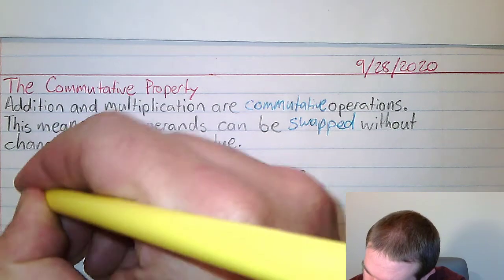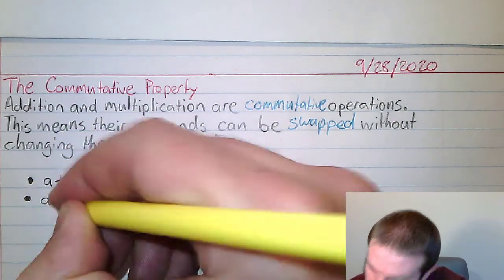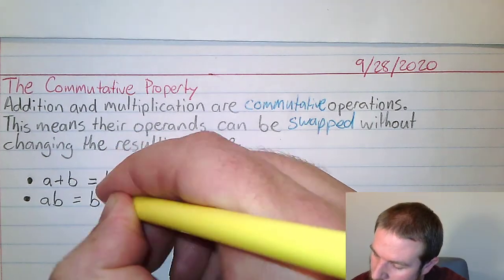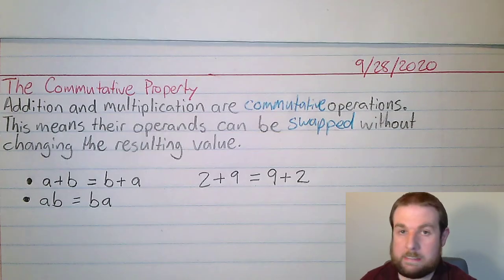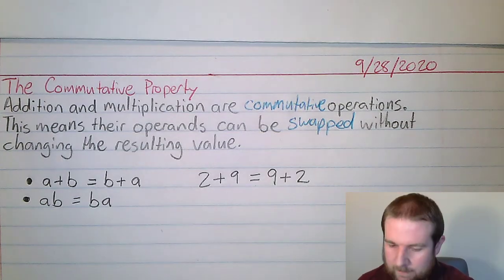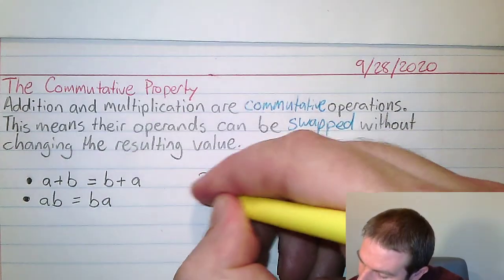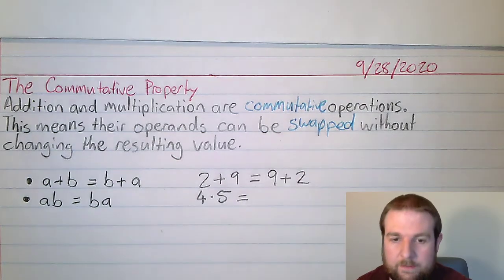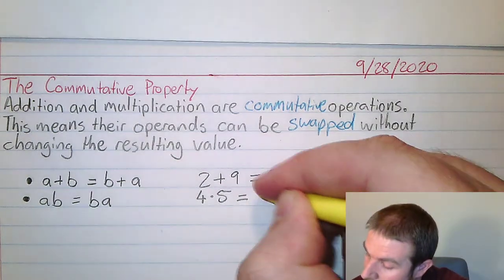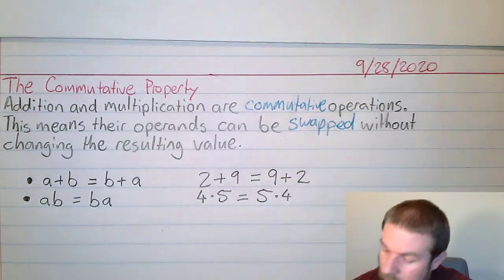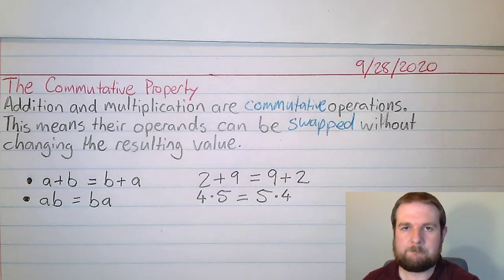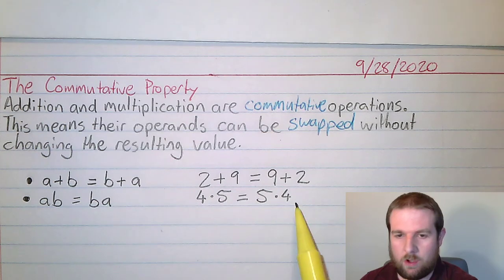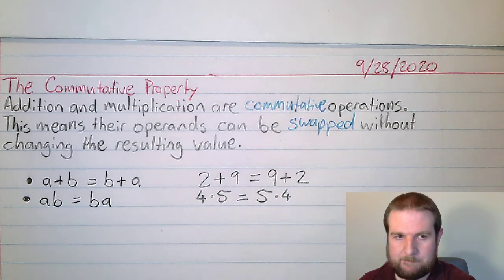Same idea with multiplication. So if we multiply two values and we also multiply them in the reverse order, those are equivalent. We get the same result. So for instance, 4 times 5 is equal to 20, but also 5 times 4 is equal to 20. So those two multiplications with the reversed operands are the same.